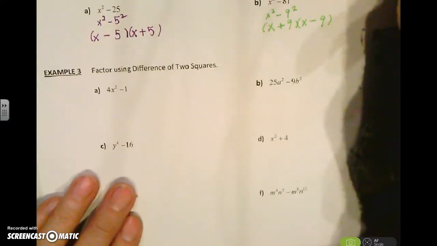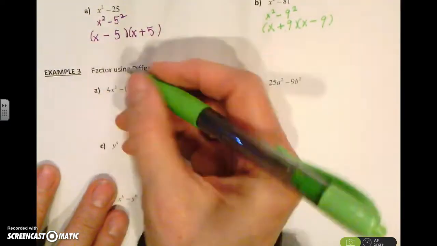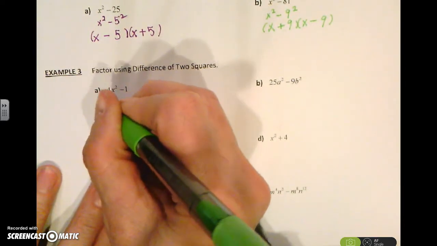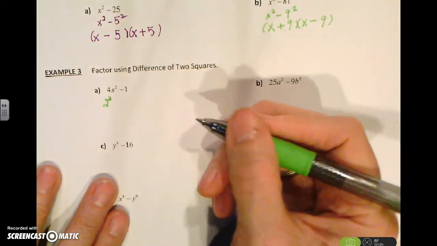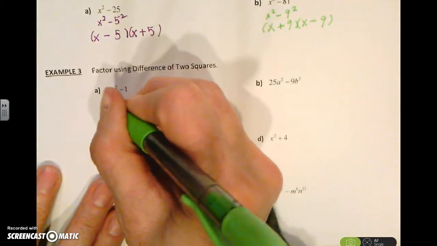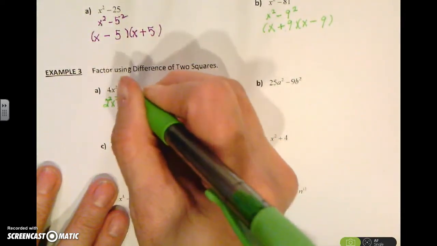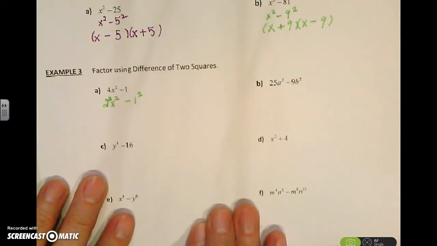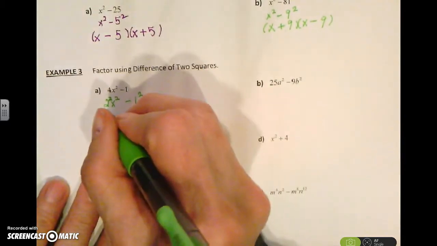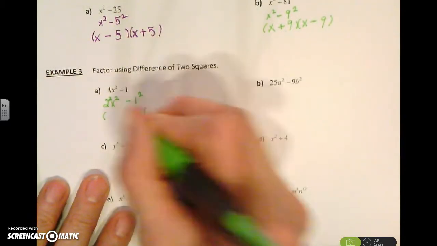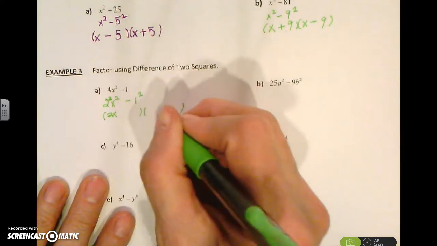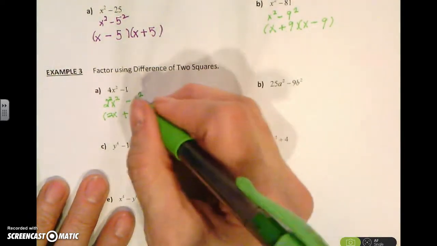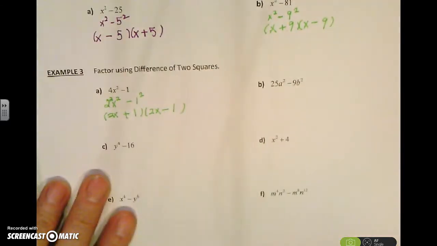Example 3, same thing. Here, we've got a coefficient, but the coefficient also must be able to be written as a square. So this is 2 squared x squared, and then minus, and then 1 is 1 squared. So you can see all of these are squares, and I have the difference there. So this is going to factor. I'm going to put my 2x times 2x plus, minus, and then 1 and 1 right there.